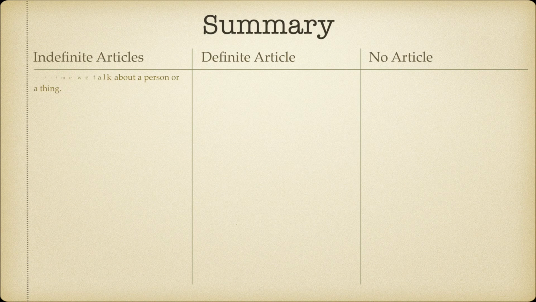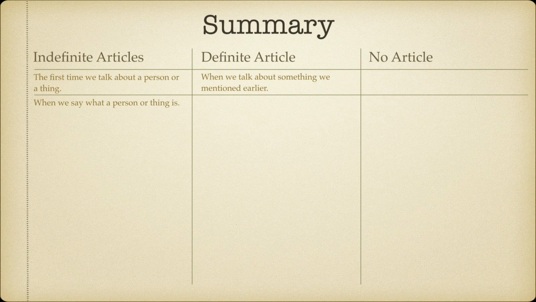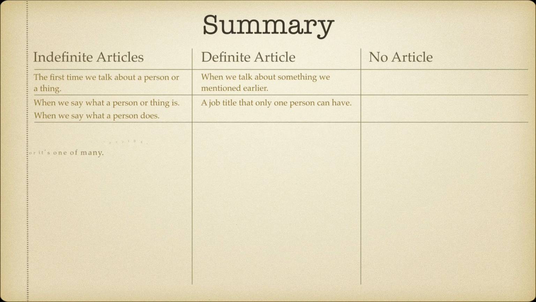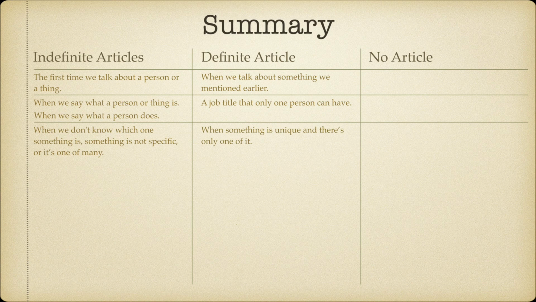So in summary, we use indefinite articles the first time we talk about a person or a thing. We use the definite article when we talk about something we mentioned earlier. We use indefinite articles when we say what a person or a thing is, when we say what a person does. We use the definite article for a job title that only one person can have. We use indefinite articles when we don't know which one something is, when something is not specific, or when it's one of many. We use the definite article when something is unique and there's only one of it, when the person or thing we're referring to is clear and obvious.